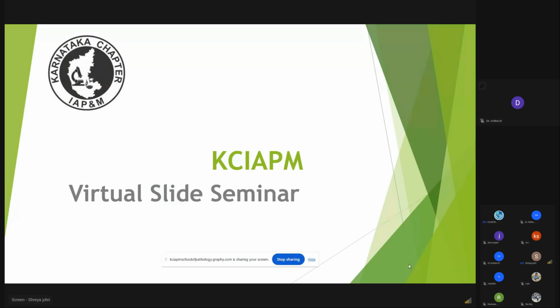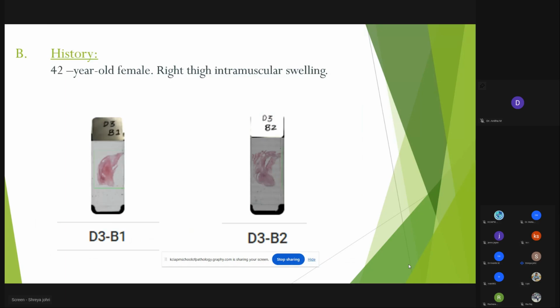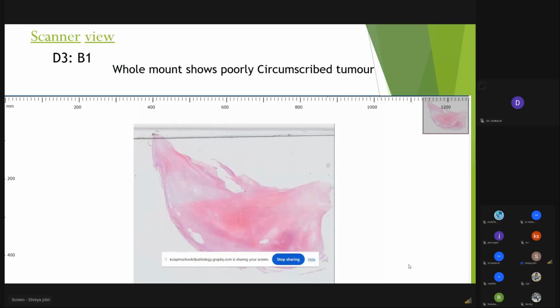Go ahead. Good afternoon. I'm Dr. Shreya Johari, second year postgraduate from Aditya Institute of Medical Science. I was allotted the case of D3B slides. There are two virtual slides. The history is a 42-year-old female with right thigh intramuscular swelling. This is a whole mount showing a poorly circumscribed tumor.